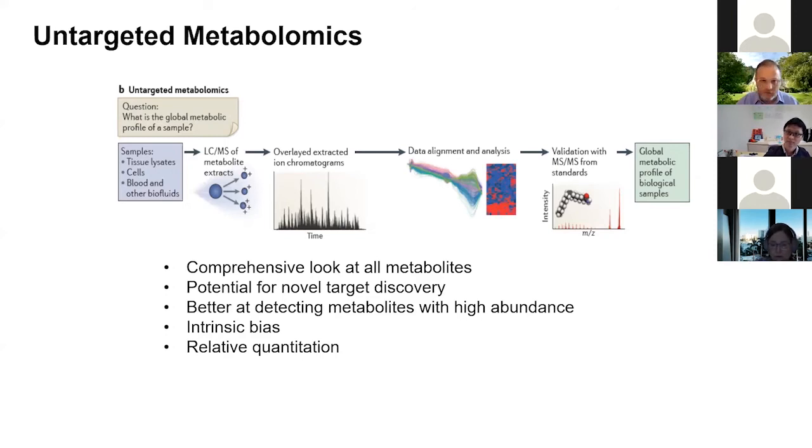So the key is, if you can see my pointer here, when you do untargeted, you get a bunch of peaks in your control sample, and you get a bunch of peaks in your experimental.